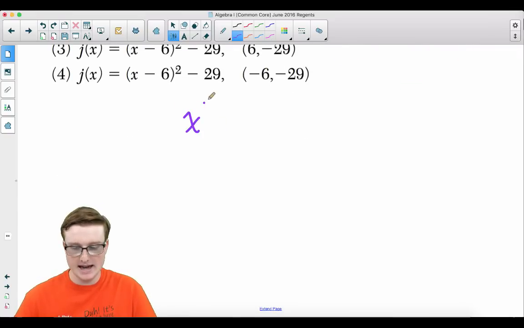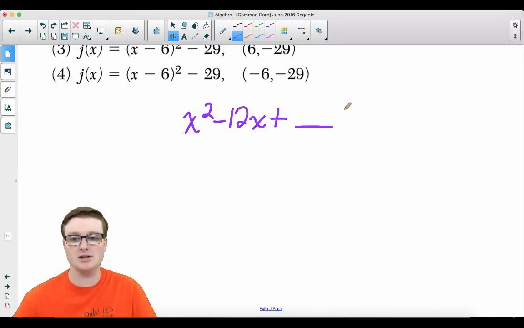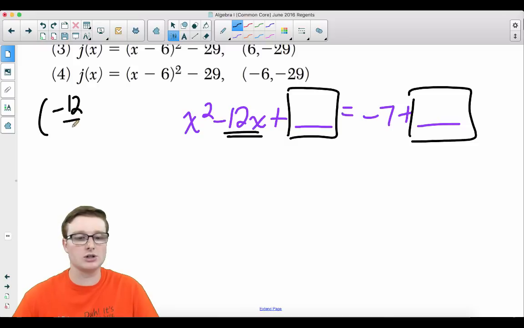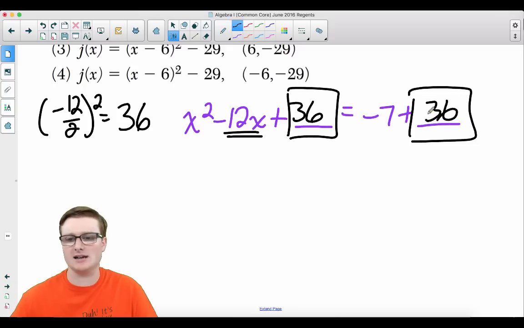So we get x squared minus 12x. Remember, keep your letters on one side, numbers on the other. And we get negative 7 plus blank. Okay, so these blank spaces, remember, we just take half the middle term and we square it. So negative 12 over 2, we square it. So that's negative 6 squared. That's going to be 36. So 36, 36.